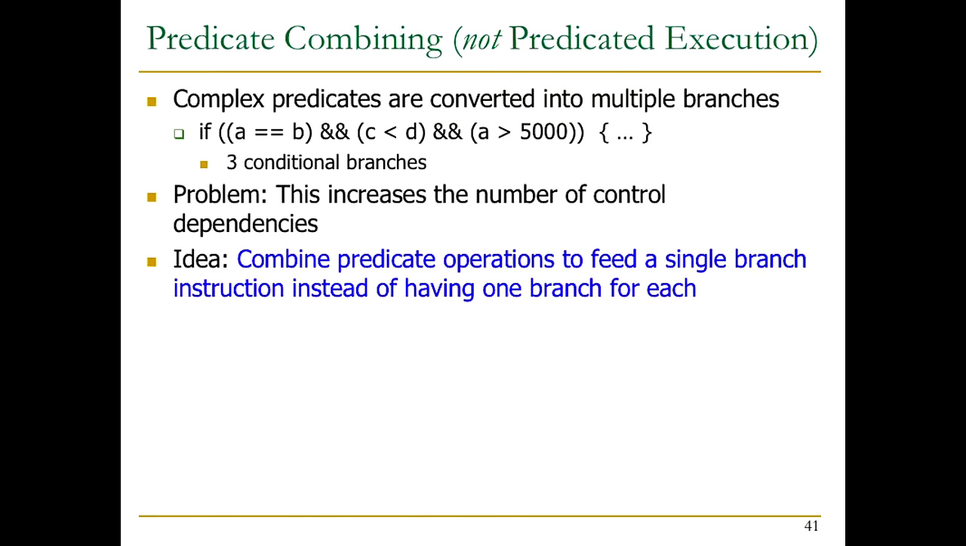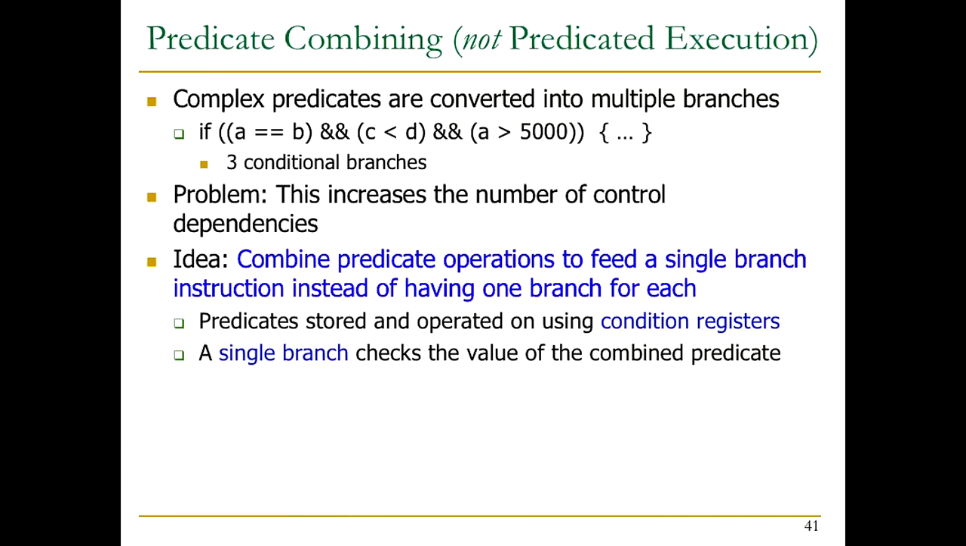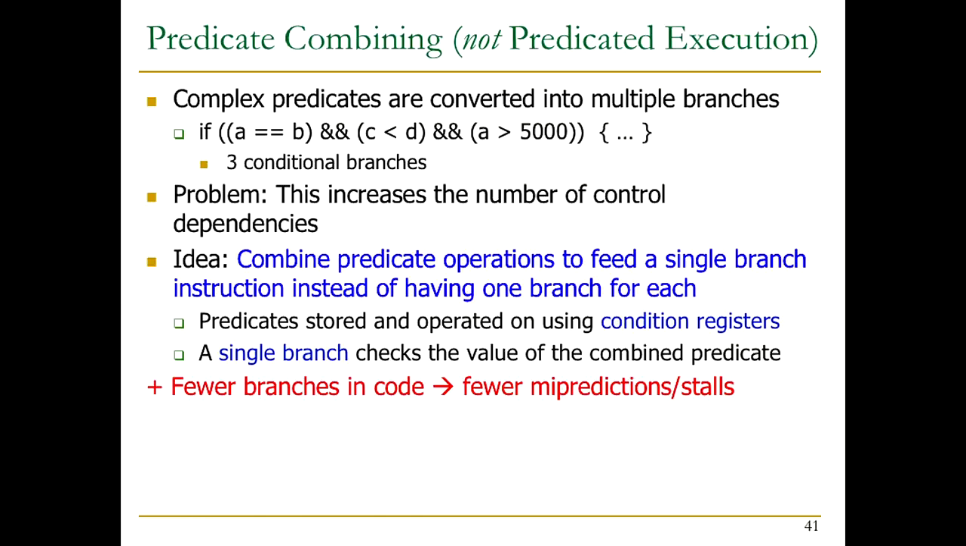Alternatively, you have a choice. You can combine these predicate operations, and you can feed a single branch instruction instead of having one branch for each predicate. Right? So this is a predicate, this is another predicate, this is another predicate. If you combine them, you form a single predicate, and you branch on that, as opposed to having three branches. And how do you do that? Well, you could use general-purpose registers for this, but you could also store and operate on these predicates using condition registers, which are supplied in some ISAs like PowerPC. And a single branch checks the value of the combined predicate. You could do this with general-purpose registers also. You don't need to have condition registers.